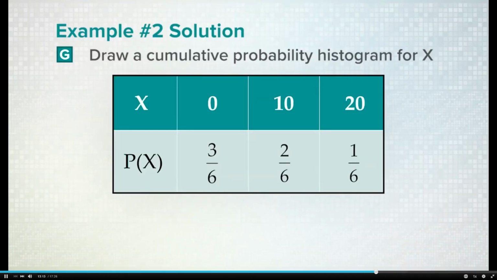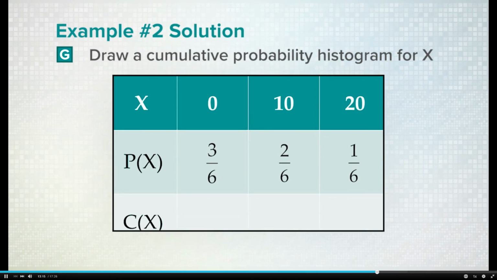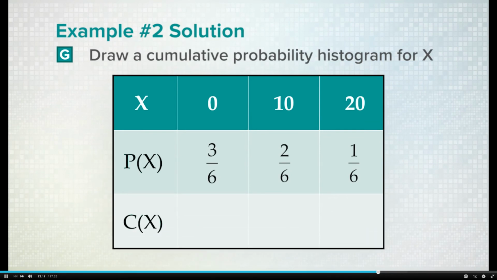First, we need to remind ourselves what cumulative means. It's everything up to and including. So, what I'll do is actually add a row to our probability distribution, and I'll label it C of x, or the cumulative probability of x. What I'll do here is look at what's the probability that I get a 0 or less. Well, that's only 3/6, because the lowest I can get is 0.